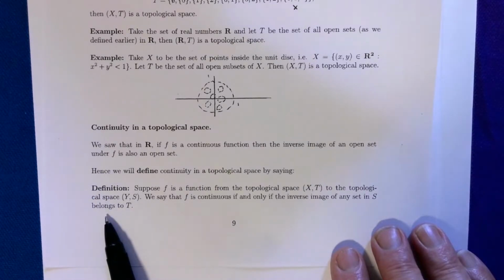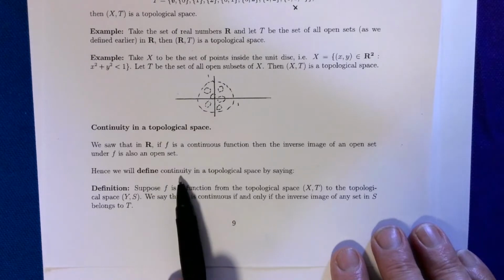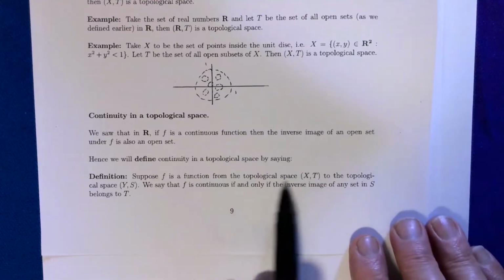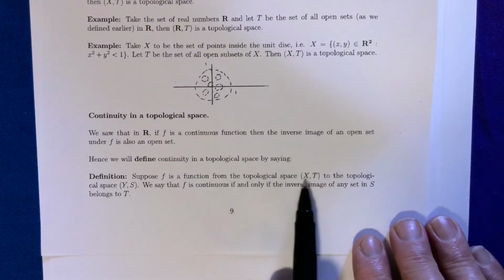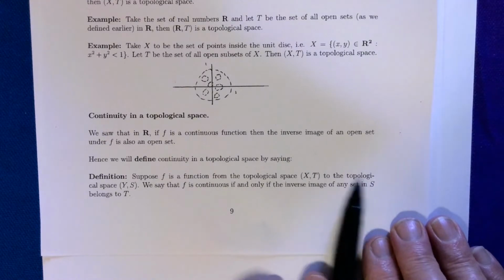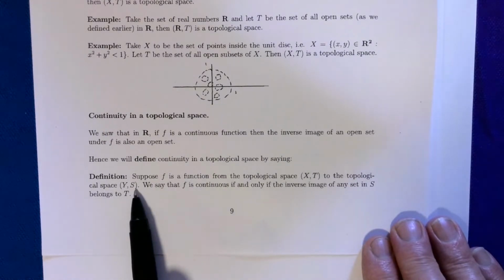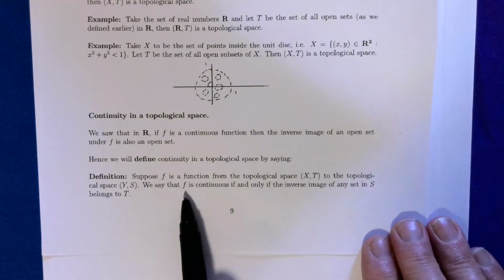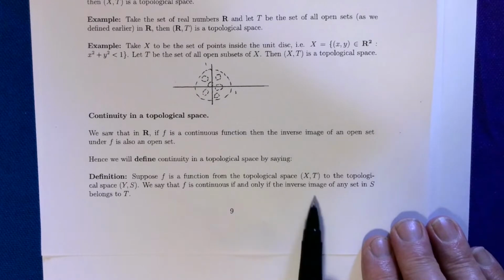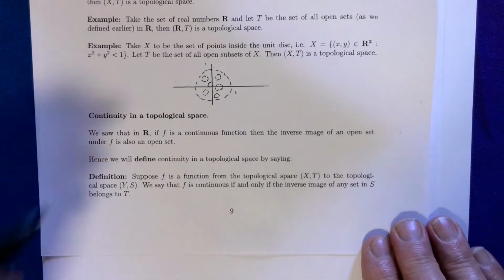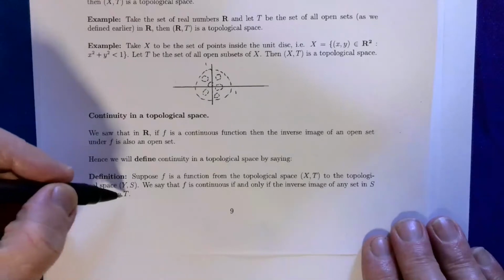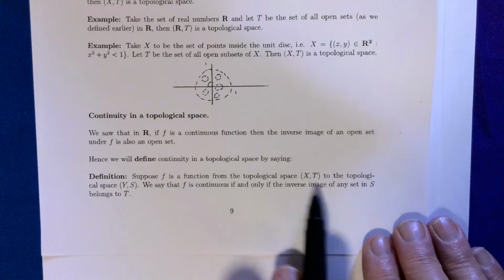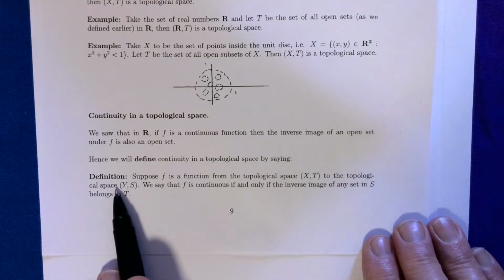topological space. I'm going to define continuity in a topological space by saying, suppose f is a function from the topological space (X, T) to another topological space (Y, S), so a function between two topological spaces. We say that this function is continuous if and only if the inverse image of any element of S belongs to T. This is a little bit like what we were doing on the x-axis, this is like we're doing on the y-axis.